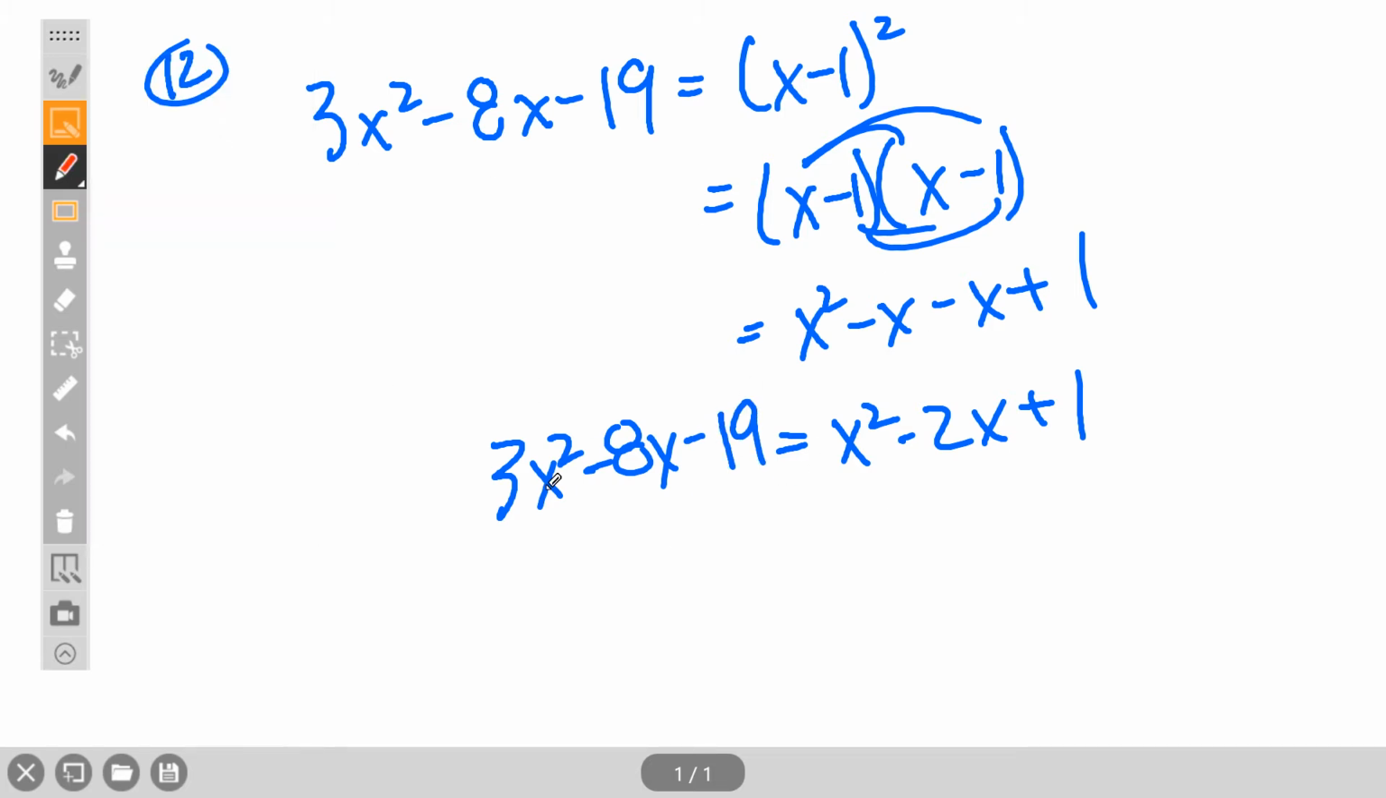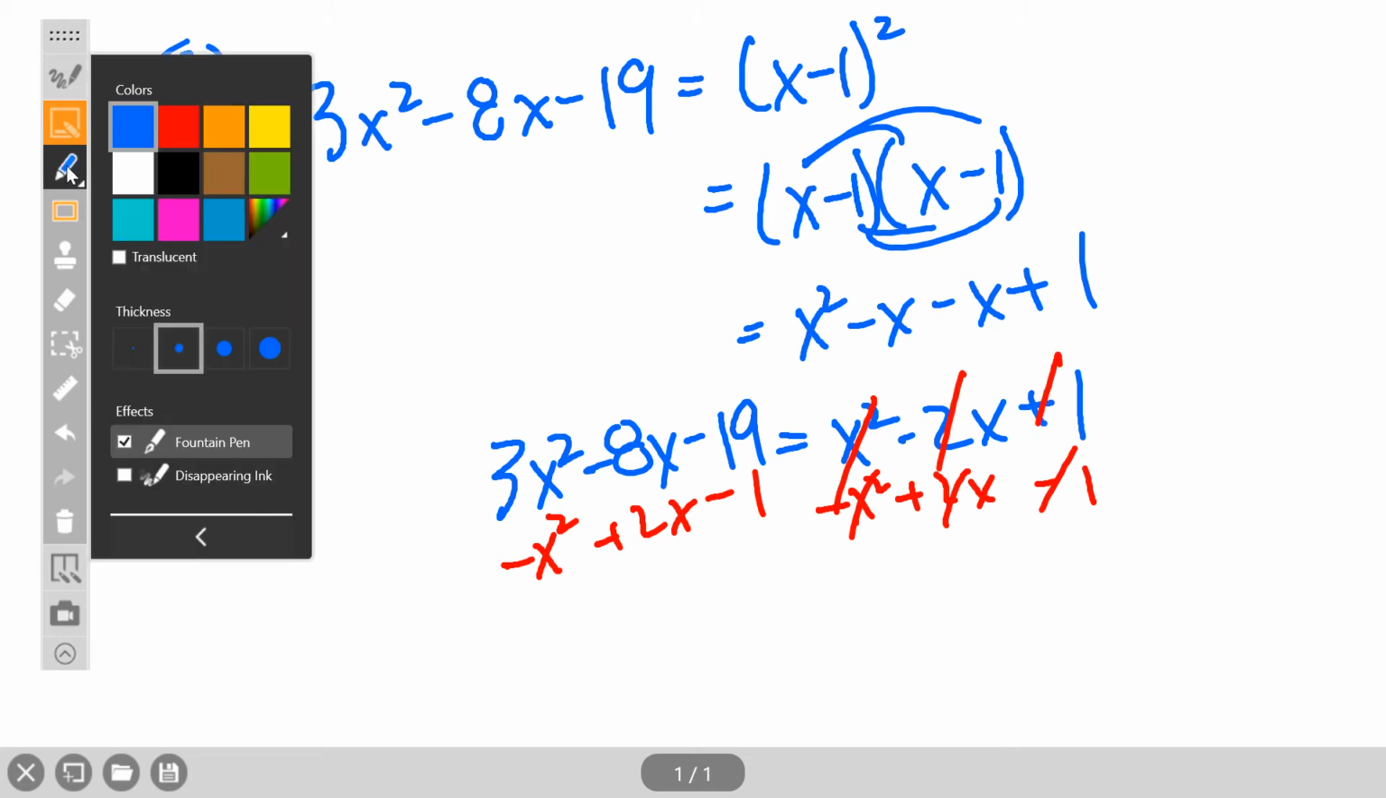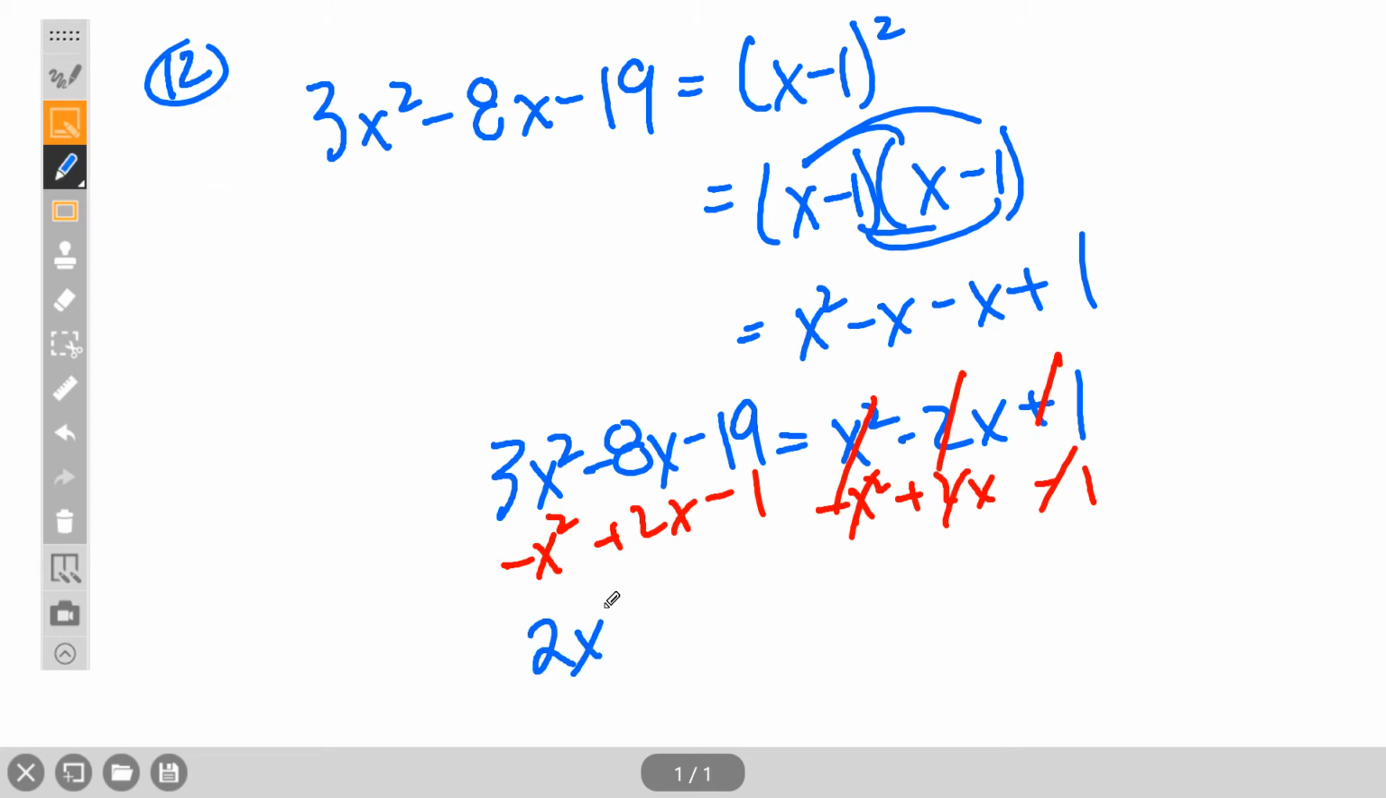Now I need to move everything to the left side. I need it equal to 0 in standard form, so I'll subtract x squared, I'll add 2x, and I'll subtract 1. That would cancel, cancel, and cancel. So I got 2x squared minus 6x minus 20 is equal to 0.